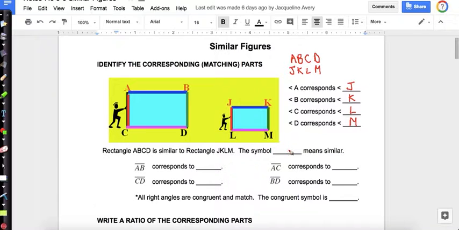Now the symbol, a little squiggly one here, means similar. So anytime you see that symbol, that means the two figures are similar. It says AB, and this bar right here means side AB. So side AB corresponds to, we can look at the pictures, and since we see the man pushing on this side, we know that AB is the same as JK.